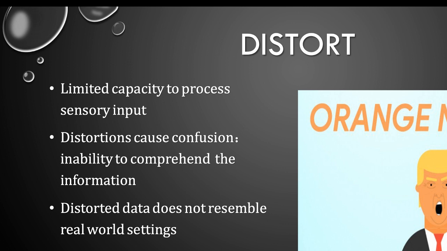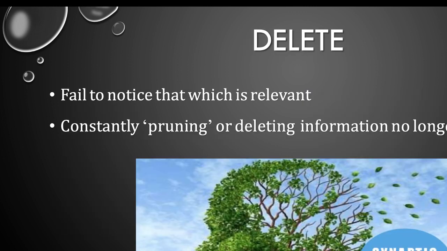So that's what we're doing when we're distorting things. See things the way that they are, not how you think that they are. These distortions can really have a negative impact on how we interpret information and how we react to that information. So the next type of filter that we apply is to delete.